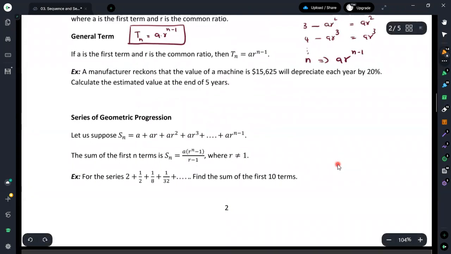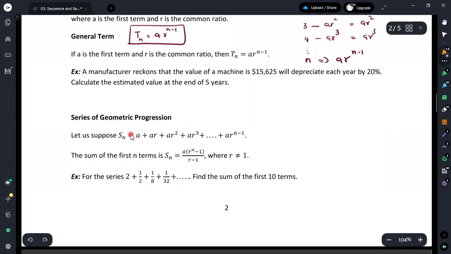Now we will move to the series of geometric progression. Same as previously, the series of geometric progression is the summation of the terms of the sequence. Therefore, if you take the partial summation of the sequence of geometric progression, then it will become the series of geometric progression.